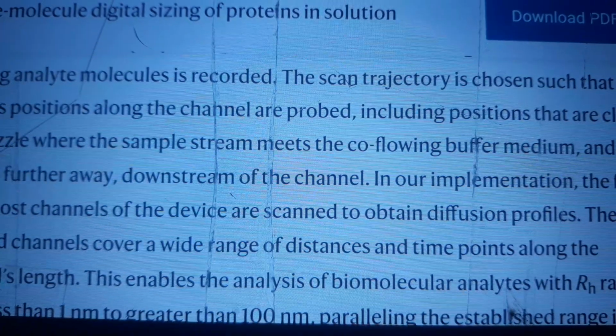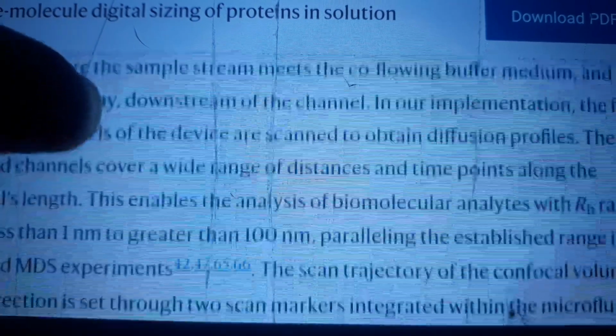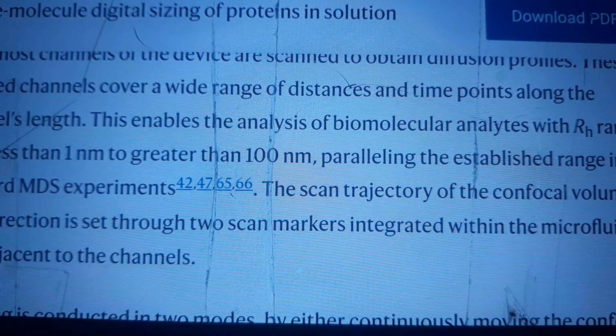The scan trajectory is chosen such that various positions along the channel are probed, including positions that are close to the nozzle where the sample stream meets the co-flowing buffer medium, and others further away downstream of the channel. In the implementation, the four innermost channels of the device were scanned to obtain diffusion profiles. These selected channels cover a wide range of distances and time points along the channel's length. This enables analysis of biomolecular analytes with RH ranging from less than 1 nanometer to greater than 100 nanometers, paralleling the established range in standard MDS experiments.